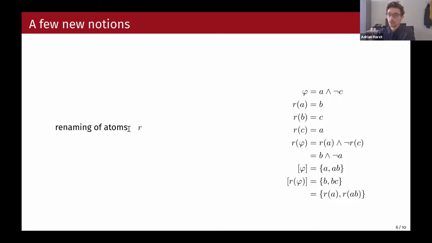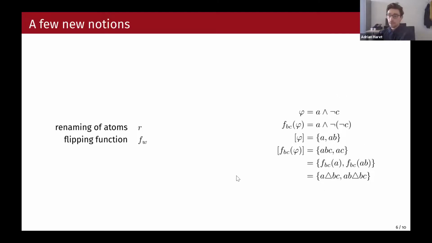So we need a notion of renaming atoms. Renaming is just a permutation on a set of atoms. If you look here on the right, you have a formula A and not C, and then a permutation that sends A to B, B to C, and C to A. The permutation applied to the formula phi is just the formula that you get by applying the renaming to the individual atoms. An interesting and useful thing is that this operation carries over to the models. So the models of the renamed formula are the renamed models of the original formula. You're just changing the labels of the atoms.